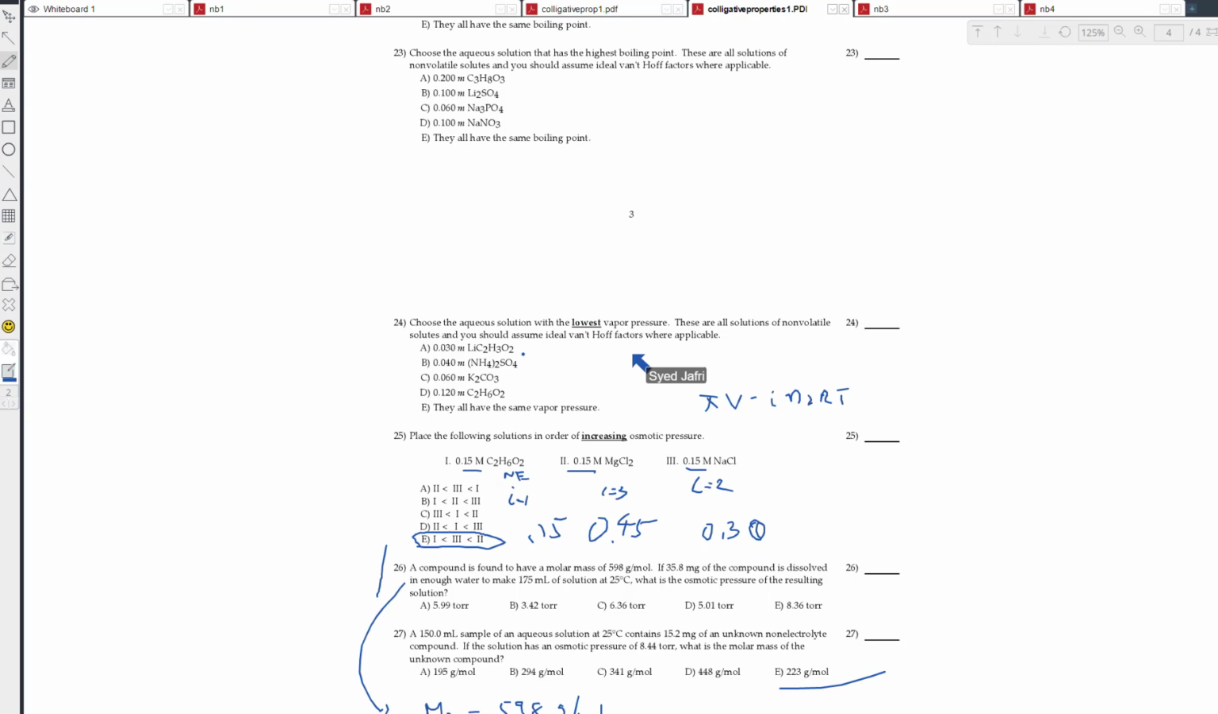Okay. Concentration is same or different? Concentrations are different. When the concentration is different, then you have to consider both things, i and concentration, both.